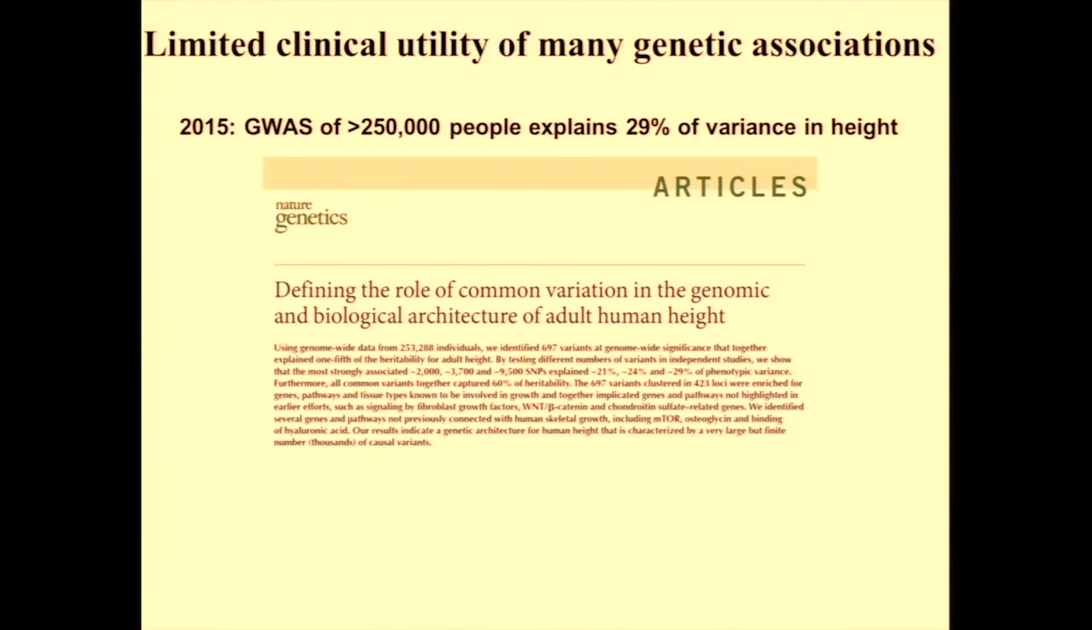This was a big paper where they basically said, after we've looked at these 250,000 individuals, we do the association study and ask what variants are associated with human height. If they add together all the variants, nearly 10,000, their claim is that they can explain 29% of the genetic variation in height. So you may think, okay, that's not bad.